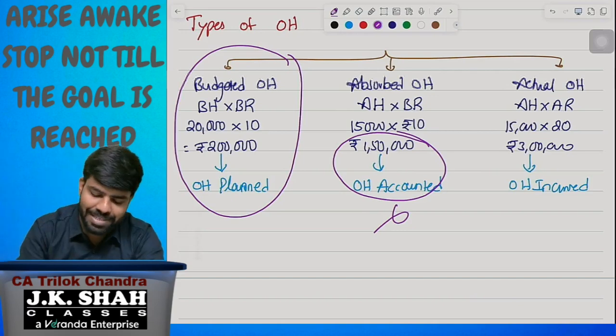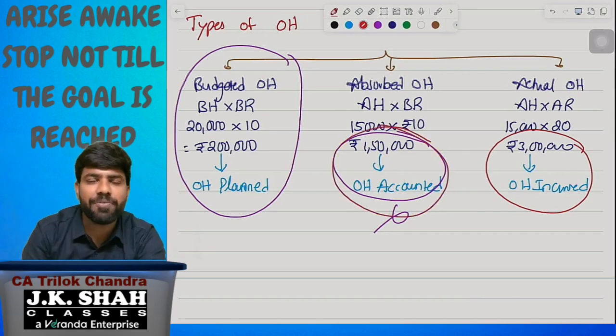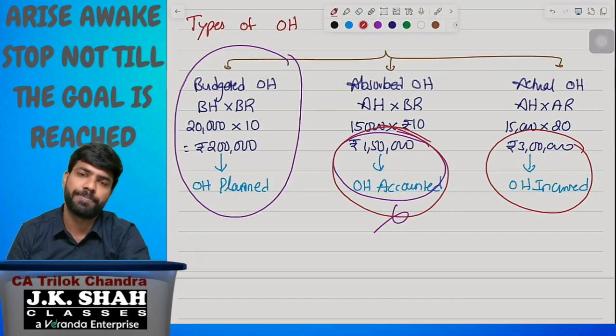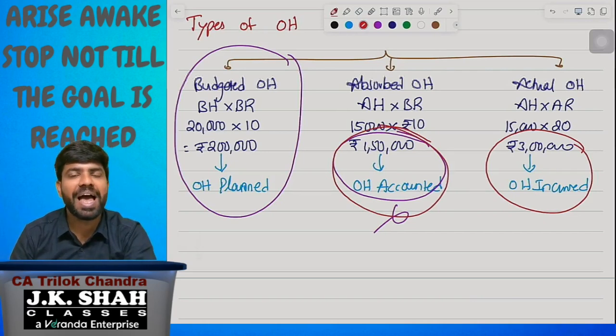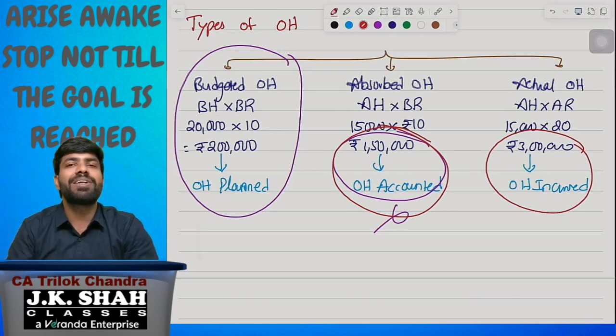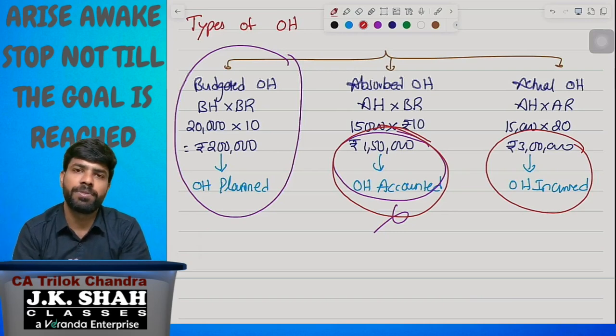Please understand. The actual overheads is 3 lakh rupees. What is to be accounted is 3 lakh rupees, but what we accounted is 1,50,000, which is called under accounting, which is called under absorption. Are you getting the point? Actual overheads is 3 lakh rupees that has to be accounted, but what is accounted is 1,50,000. There is an under accounting of 1,50,000.